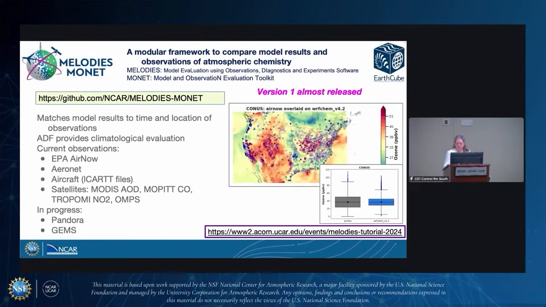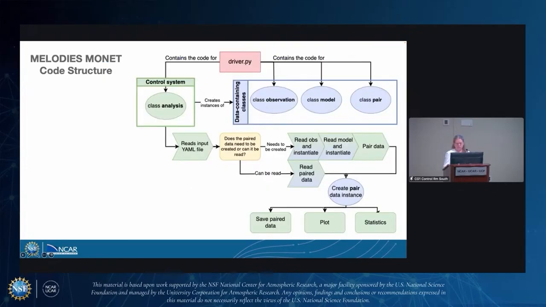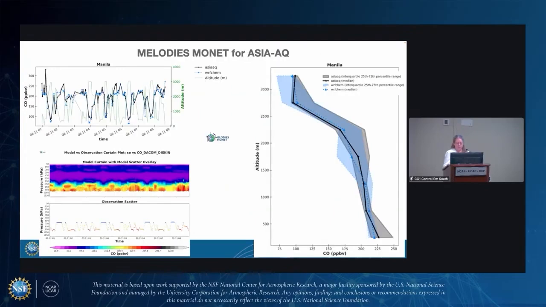So it makes plots like these. The model overlaid with the AirNow observations, and then box plots, violin plots, whatever you want. For Asia-AQ, this is just an example of WRF-Chem and some Asia-AQ observations.